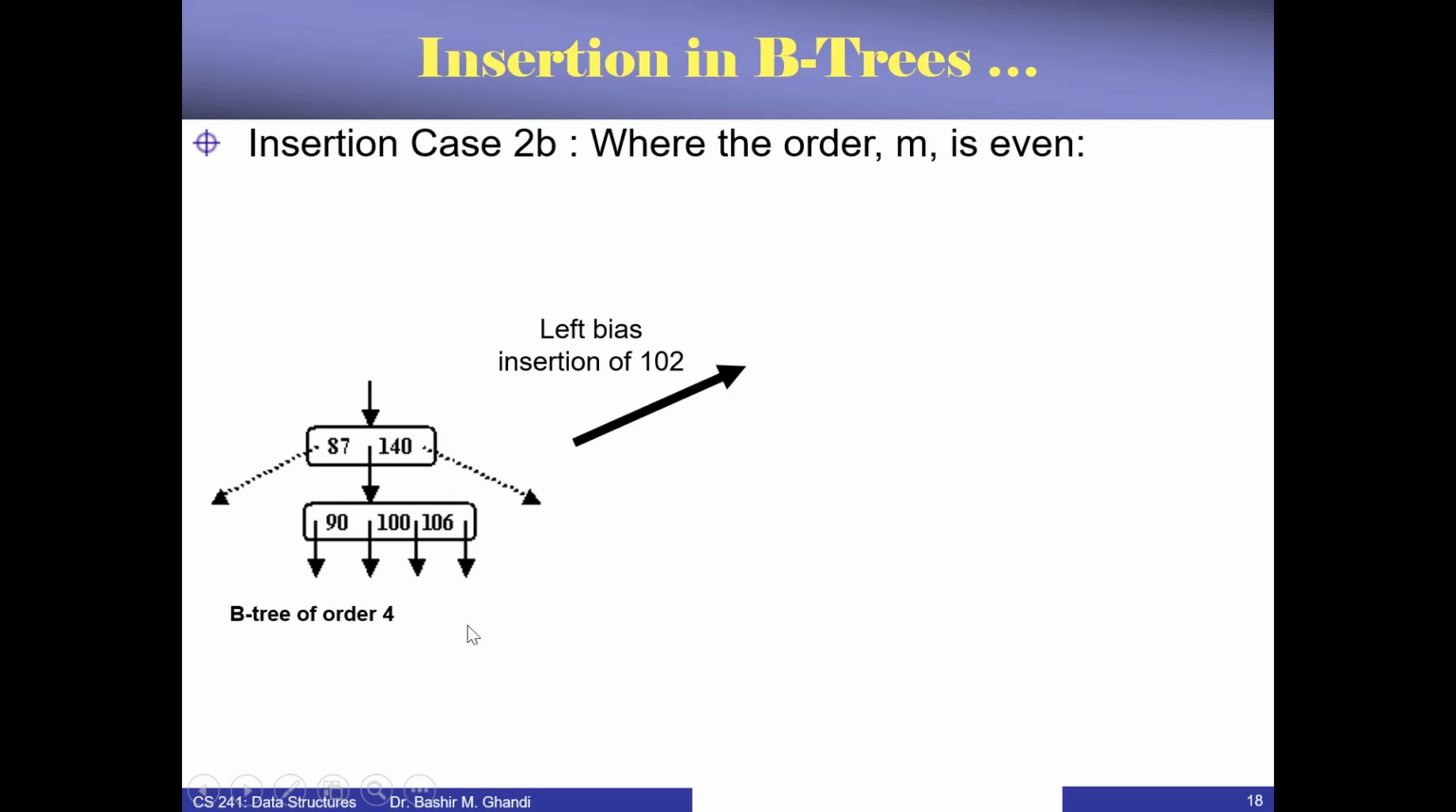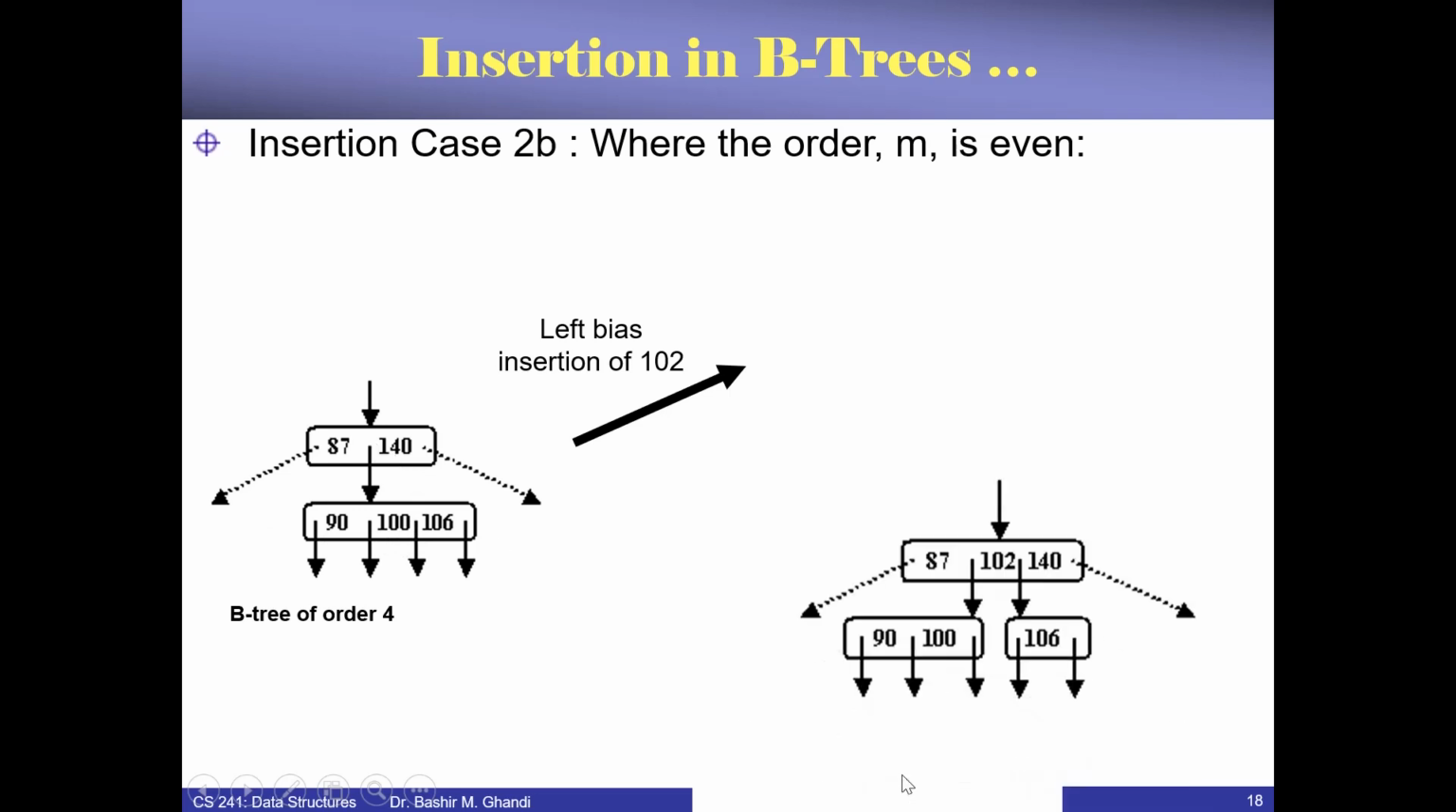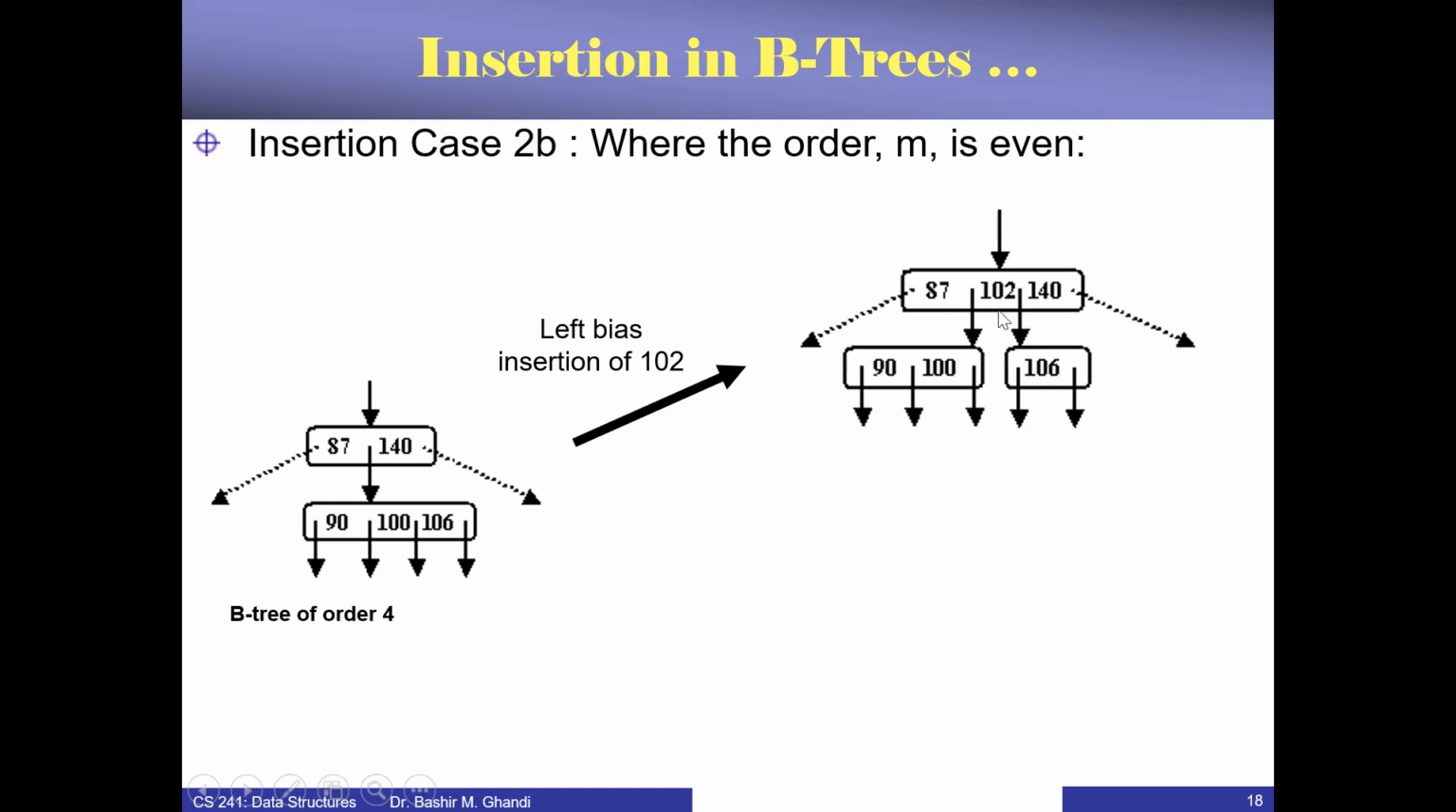So this is why, in a situation where the order is even, we actually have 2 options. Either we do it left bias. So left bias means the left half after you split will have more elements than the right. So if you do that, in this case, the 90 and 100 will remain on the left. The 102 will move up to join the parent. And that is what you're going to have after the insertion. So you can see 90 and 100 are here. In the middle, 102 has moved up to join the parent. And on the right here, you have 106.